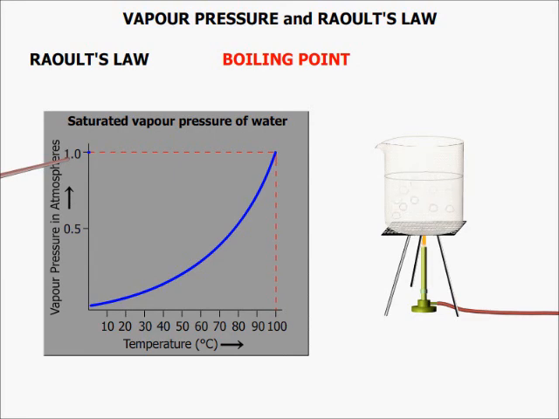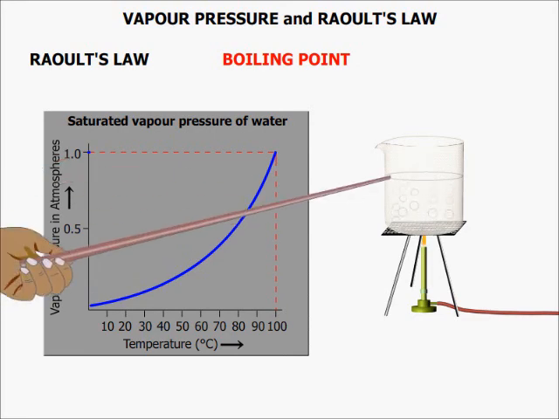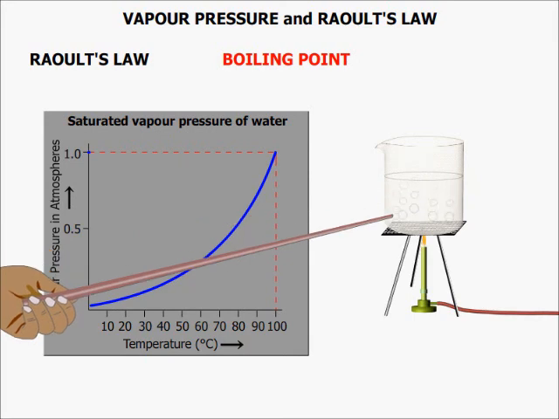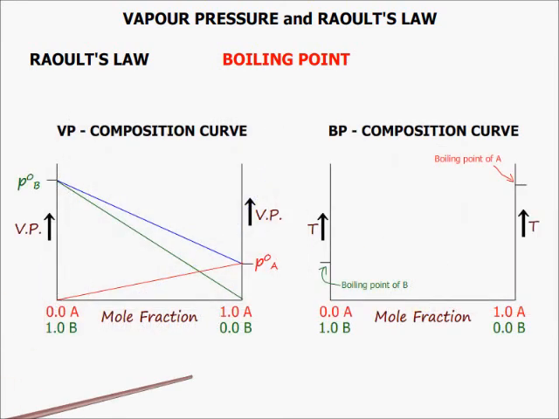At this temperature, rapid evaporation takes place, not only from the liquid surface, but also from underneath, as we see the vapors emerge from the bottom in the form of bubbles. This is called the boiling point of the liquid. If a liquid has more tendency to go to vapor phase, then it has high saturated vapor pressure and low boiling point. If a liquid has less tendency to vaporize, then it has low saturated vapor pressure and high boiling point.